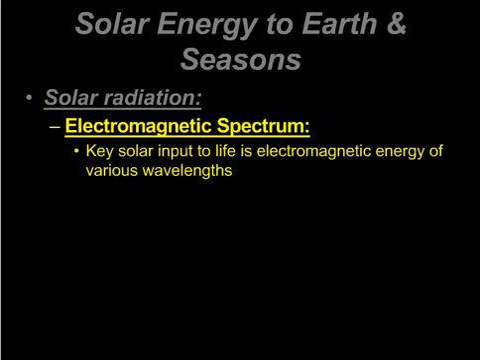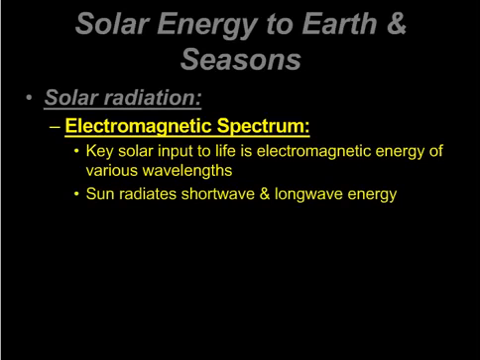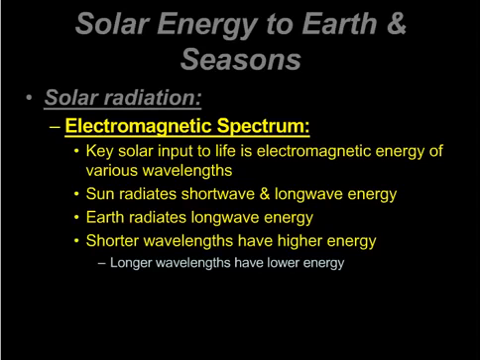The key solar input to life is the electromagnetic energy. And so the sun sends to Earth the electromagnetic spectrum, this electromagnetic energy of various wavelengths. And so the sun radiates, or sends to Earth, shortwave and longwave energy, whereas the Earth then radiates back outward only longwave energy. What is shortwave? What is longwave? I'll get to that here in a minute. So the sun sends to Earth shortwave and longwave, whereas the Earth radiates back out only longwave energy.